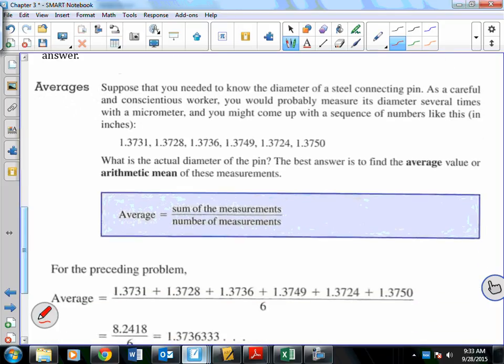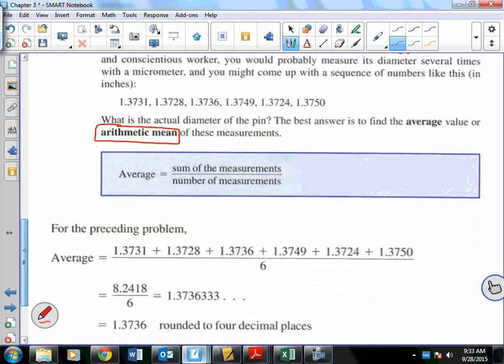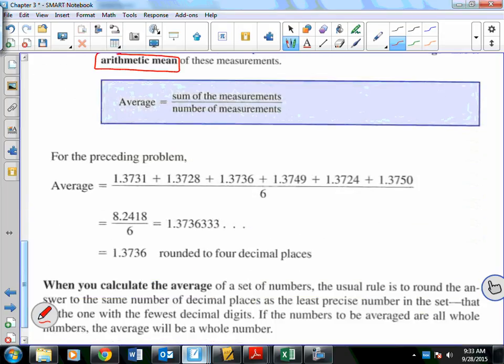The best answer is to find the average, or another term is the arithmetic mean. You'll never really hear me call it that. That's an old term. I'll usually say the average. Average is just the sum of the measurements, so I'm going to add all the measurements up and divide by how many measurements were taken. So in this case, adding all of the measurements up, I get 8.2418 inches divided by 6 measurements gives me 1.3736333 inches per measurement.